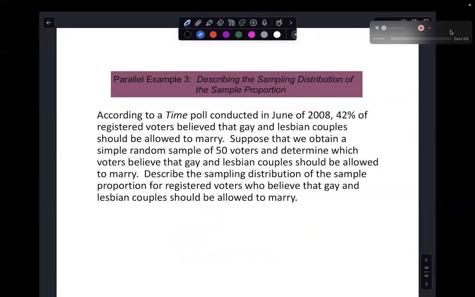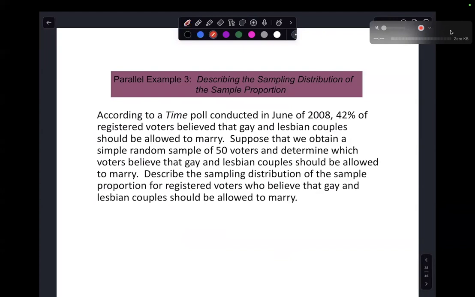According to a Time poll conducted in June 2008, 42% of registered voters believe that gay and lesbian couples should be allowed to marry. We obtain a simple random sample of 50 voters to determine whether they believe that they should be allowed to marry. We're going to describe the sampling distribution. The way we describe the sampling distribution is the same as before, except this time we are going to check our conditions.